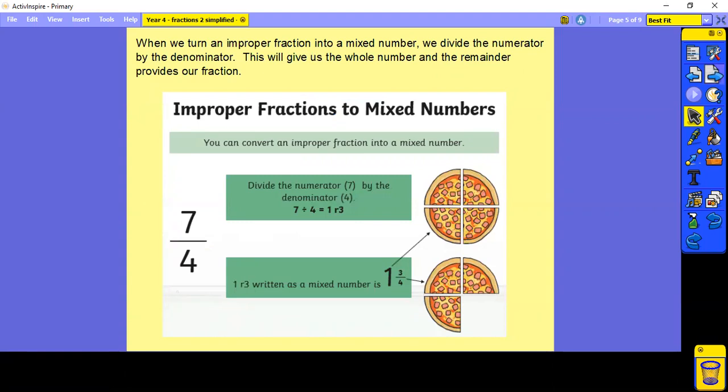When we turn an improper fraction into a mixed number, we divide the numerator by the denominator. This will give us the whole number and the remainder provides our fraction. And you can see here, so improper fractions to mixed numbers, divide the numerator by the denominator. So 7 divided by 4 equals 1, remainder 3. And that's our 3 parts here. And we would write that as 1 3/4.